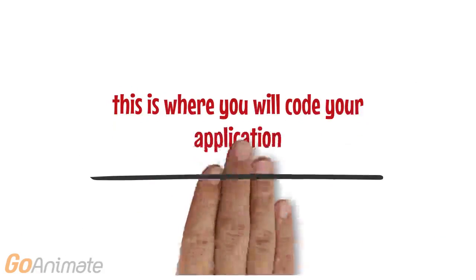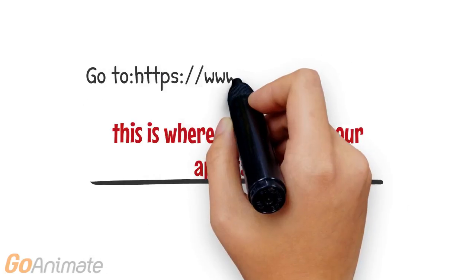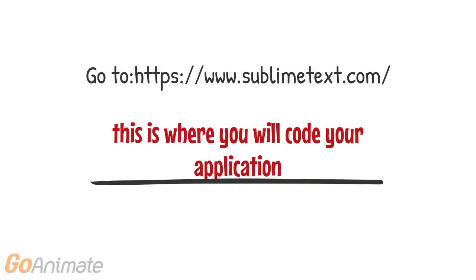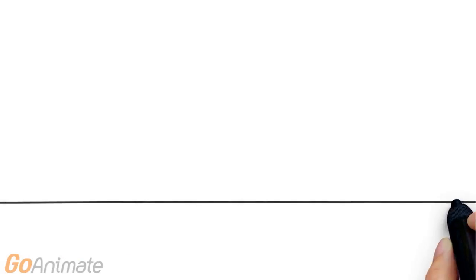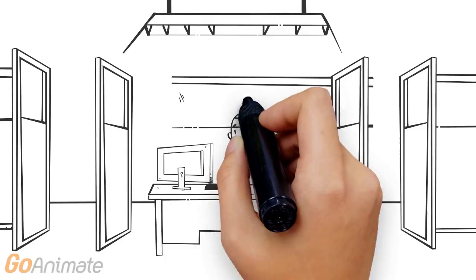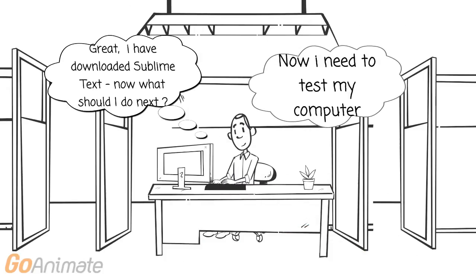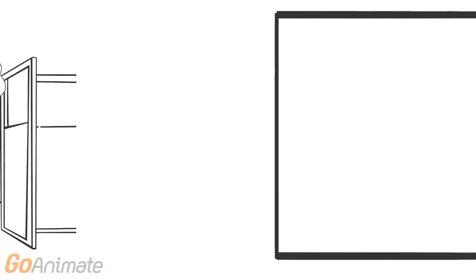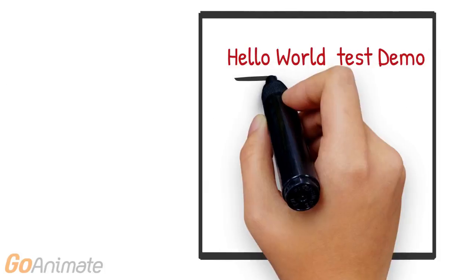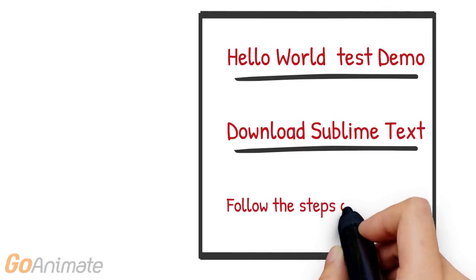Go to the link provided in a web browser, either Google Chrome or Internet Explorer. This is where you will begin to write code for your Hello World application. Next, test your computer to see if you can create the simple Hello World coding activity. The following slides will provide the steps to run the Hello World test demo.